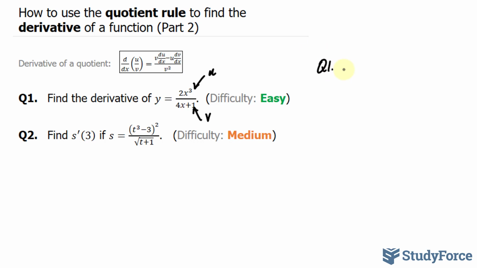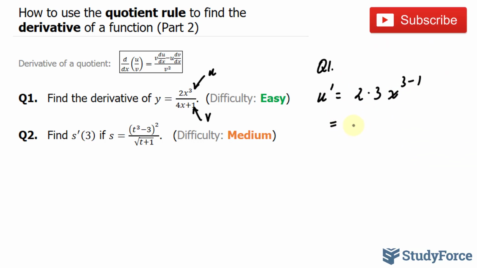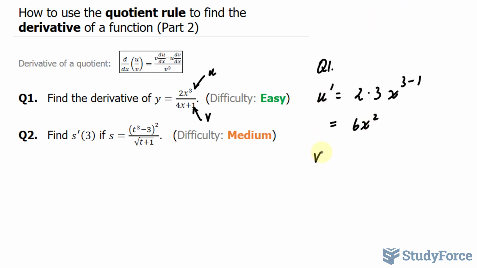For question 1, the derivative of u, which I'll refer to as u prime, is equal to, and I'll use the power rule, we have 2 times 3 x to the power of 3 minus 1. This results to 6x to the power of 2. That's the derivative of u. And the derivative of v, v prime, 4x plus 1, we take the derivative of this, that gives us simply 4, and the derivative of any constant is 0. So 4 plus 0, or in other words, 4.